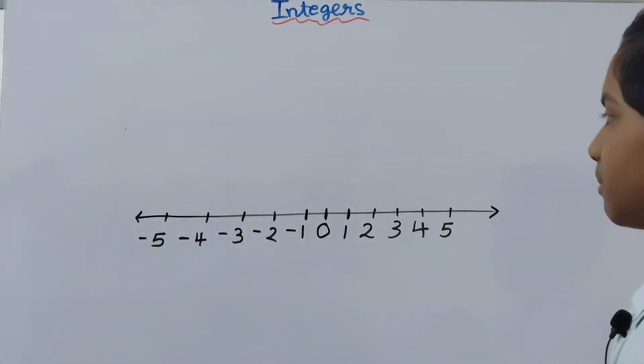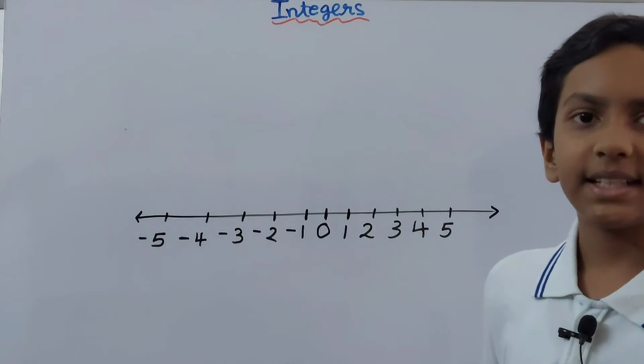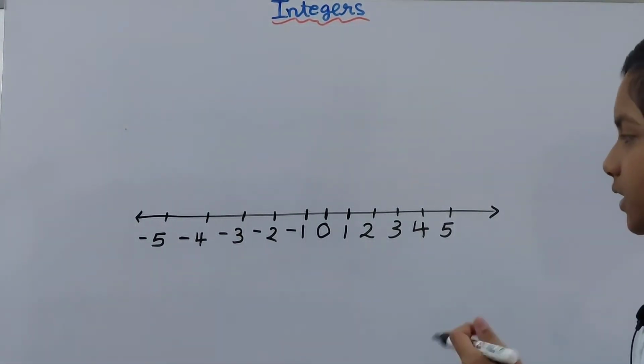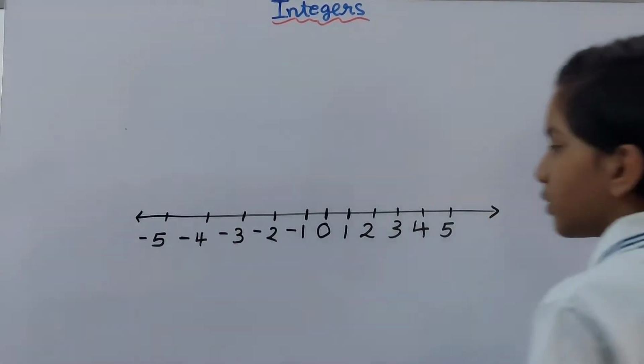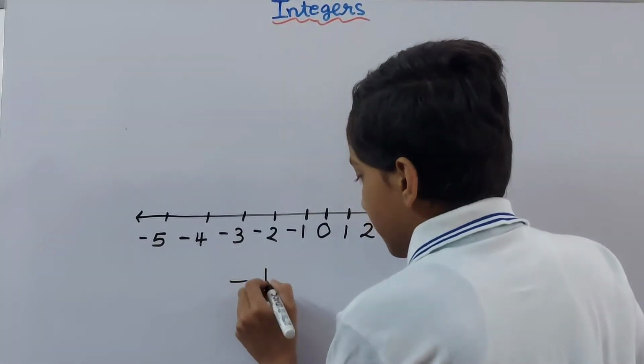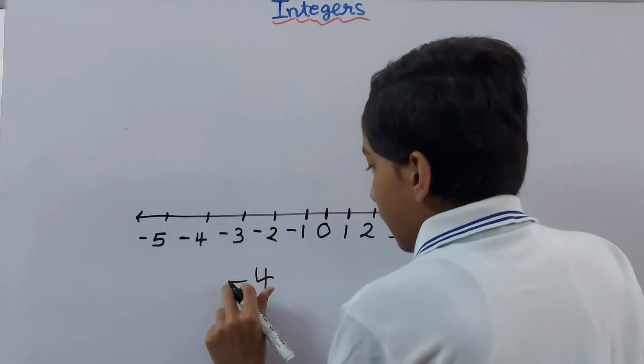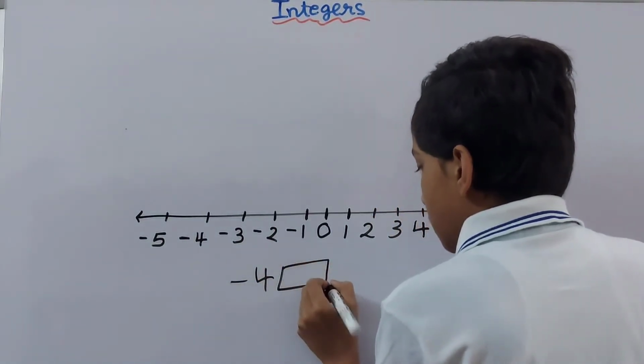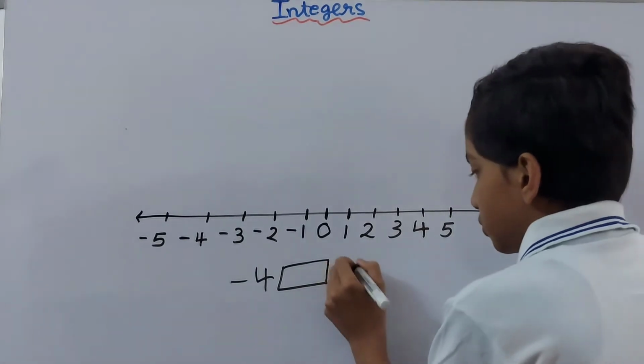Now friends, one more important thing over here is comparison. We are going to compare two integers. So for example, let's take minus 4 here. Minus 4 compared to, let's suppose, 2.